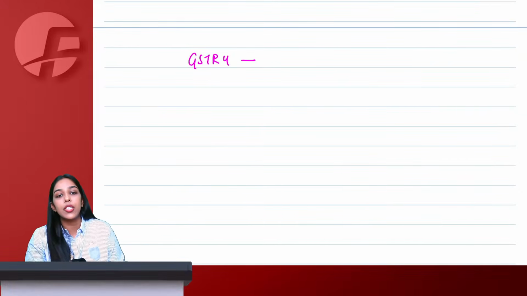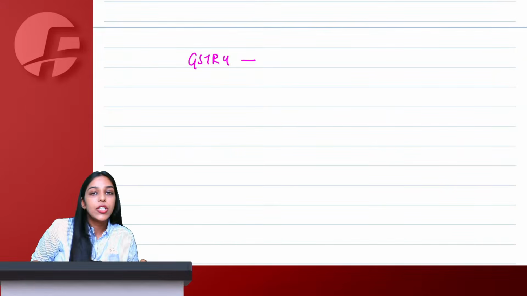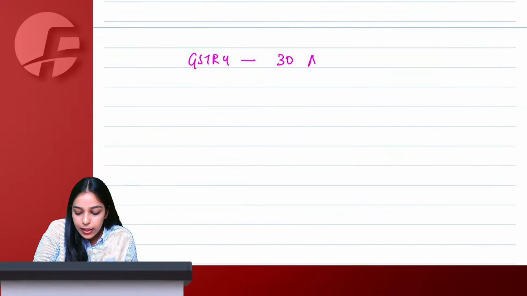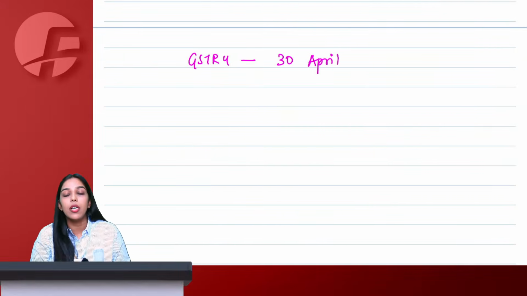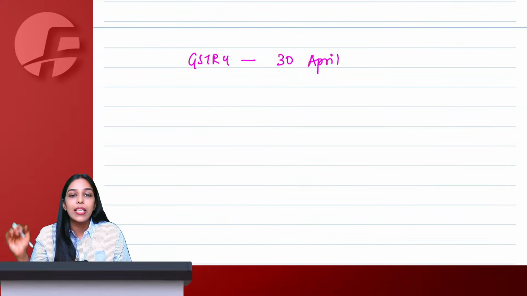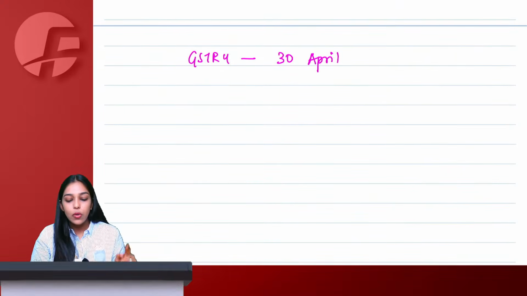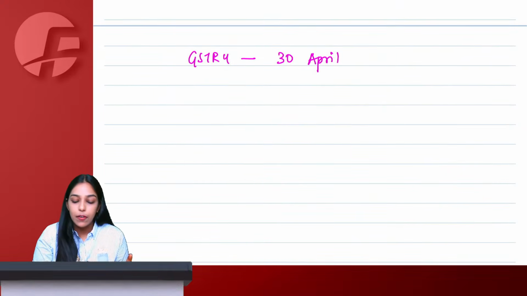Chalo, in the comment section, tell me the due date to file GSTR 4. Ma'am, it is 30 April after the end of the financial year. So for FY 24-25, I will file my GSTR 4 till 30 April 2025. So only one return I have to file, GSTR 4, by 30 April.